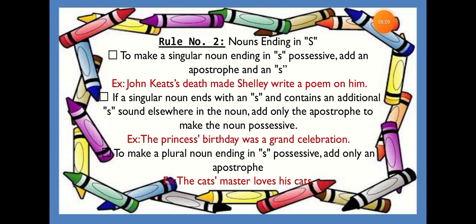Now rule number 2 is the noun ending in s. To make a singular noun ending in s possessive, add an apostrophe and an s, for example, John Keats's poem, which made Shelley write a poem on him. If a singular noun ends with an s and contains an additional s sound elsewhere in the noun, add only the apostrophe to make the noun possessive. For example, the prince's birthday was a grand celebration. To make a plural noun ending in s possessive, add only an apostrophe, like the cats' master loves his cats.